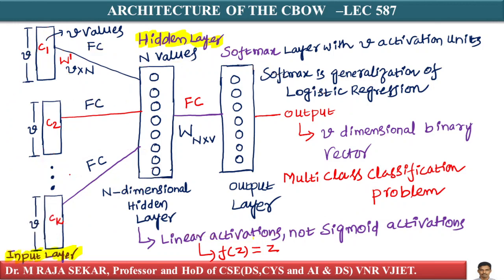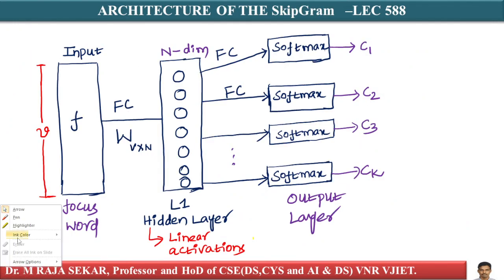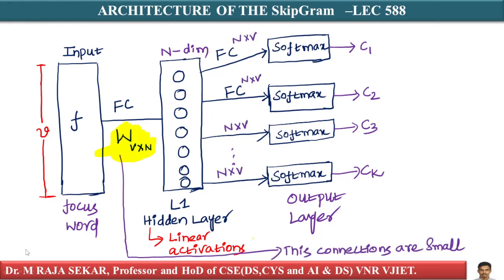Now what about SKIPGRAM? If you see here, I have only one V cross N. In the case of SKIPGRAM, these connections are small. Just compare with CBOW, isn't it? In the case of SKIPGRAM, these connections are small, V cross N, but you have K softmaxes. That's important. In the case of SKIPGRAM, I have K softmaxes. Just compare this diagram with CBOW.